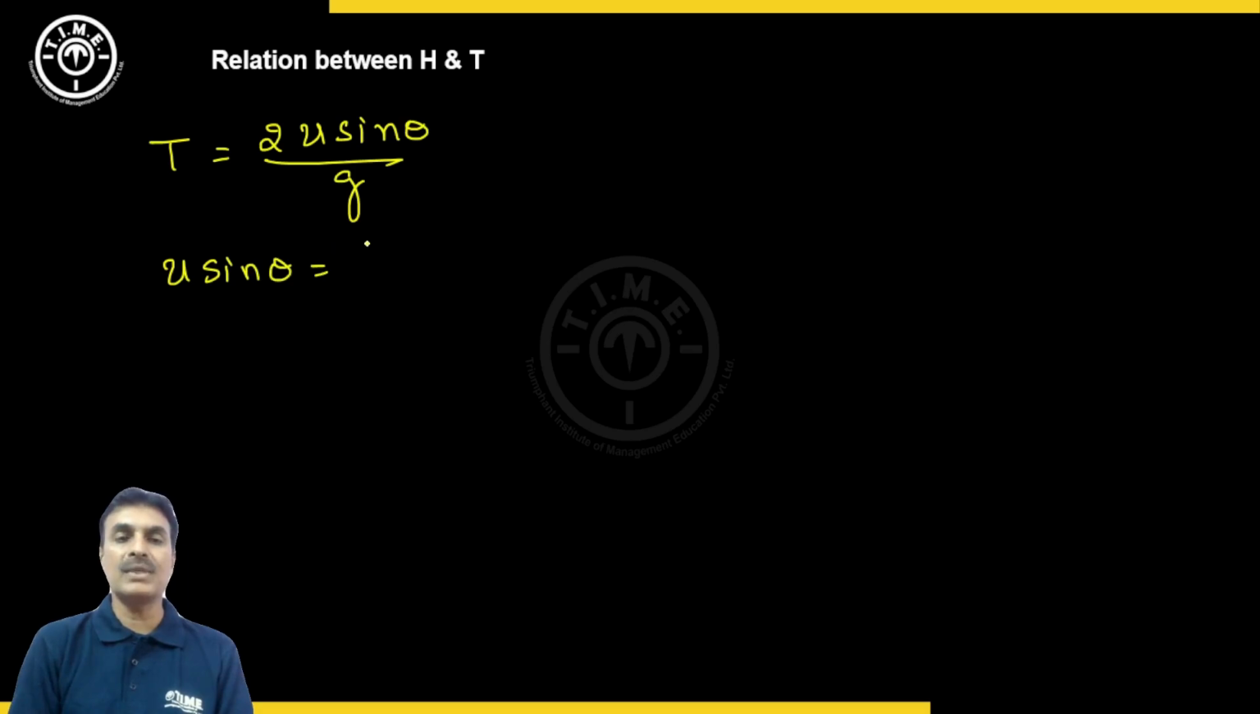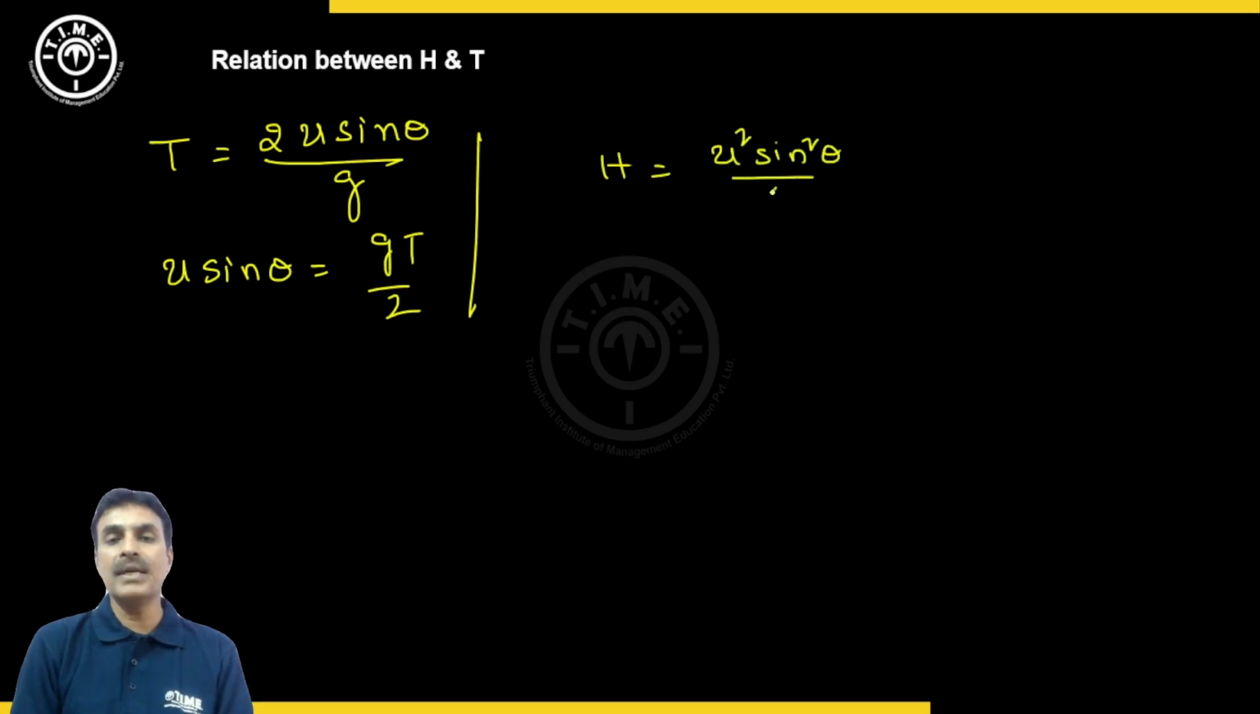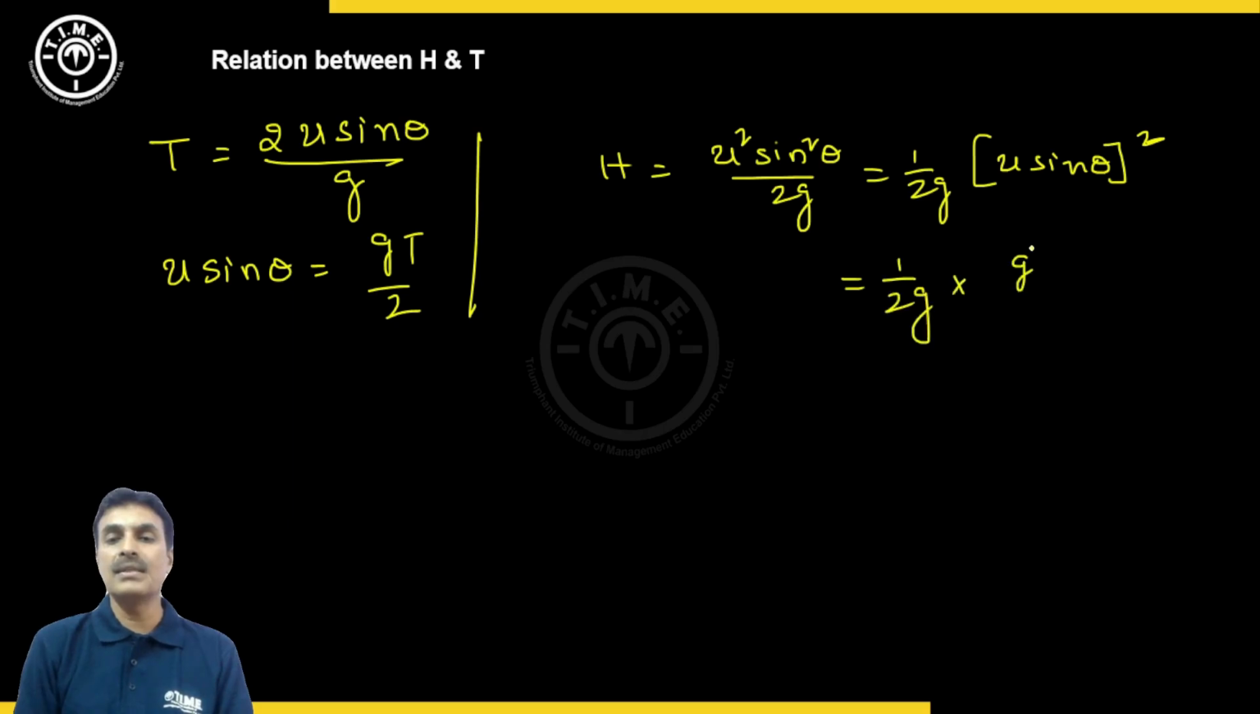Now what is the relation between h and t? See, you have t as 2u sin theta by g. From this, what is u sin theta? Simple rearrangement. U sin theta is gt by 2. Now substitute it in h max, where h is u square sin squared theta by 2g. It can be written as 1 by 2g times u sin theta whole square. In place of u sin theta, you can write gt by 2. So it becomes 1 by 2g times g square t square by 2 square, that is 4.